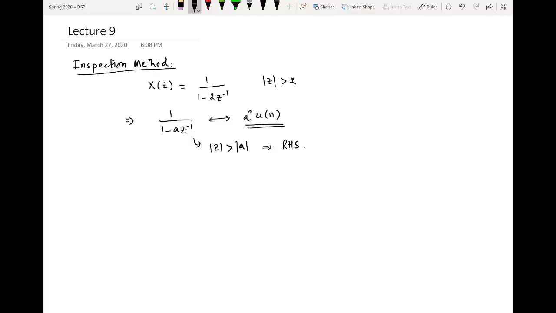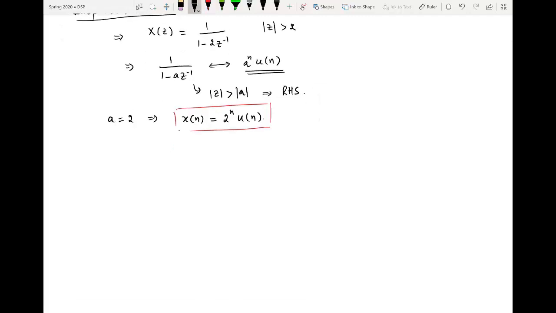So directly by using this transform pair, we can inspect that in this particular expression simply a is equal to 2. So that is why we will directly have x of n is equal to 2 raised to power n u[n]. That is simply the inverse Z transform. We haven't done any mathematical calculation, that is why this method is called inspection method. But remember, this method can only be applied whenever we have Z transform expressions for which we can directly use known Z transform pairs.